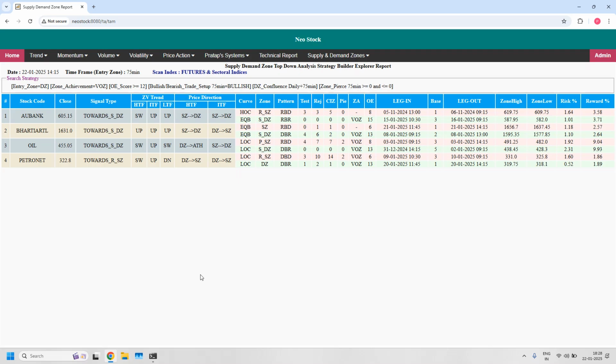In these 4 stocks, these 75 minutes demand zones are overlapped with the daily demand zones. And the daily trend is up in all these stocks because ITF trend is daily. Now let's verify if daily demand zone is having daily EMA confluence.